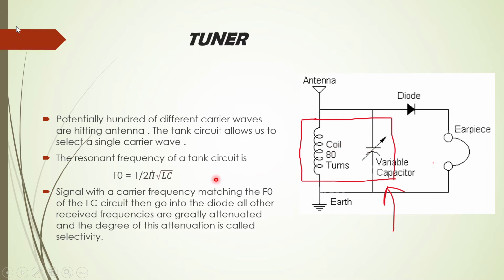The resonant frequency of this tank circuit is 1/(2π√(LC)), where L is the inductance and C stands for capacitance. The frequency of the carrier signal which matches the resonant frequency of this tuner or tank circuit is allowed to pass into the remaining part of the circuit, whereas the other frequencies are attenuated, and the degree of this attenuation is called selectivity. As a result, only a single carrier wave is allowed to pass from the tuner.